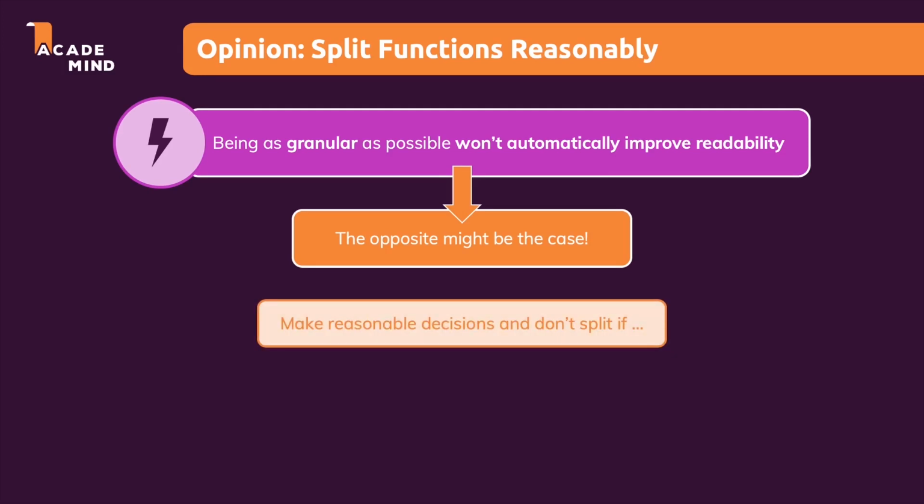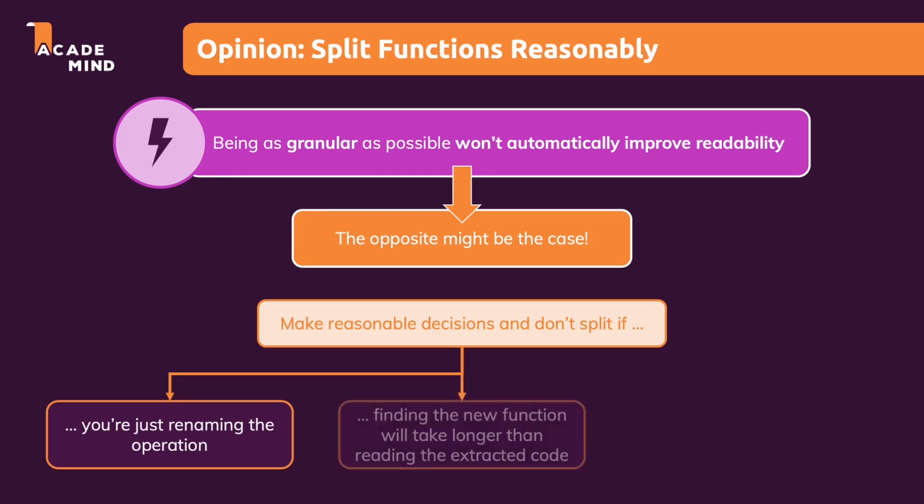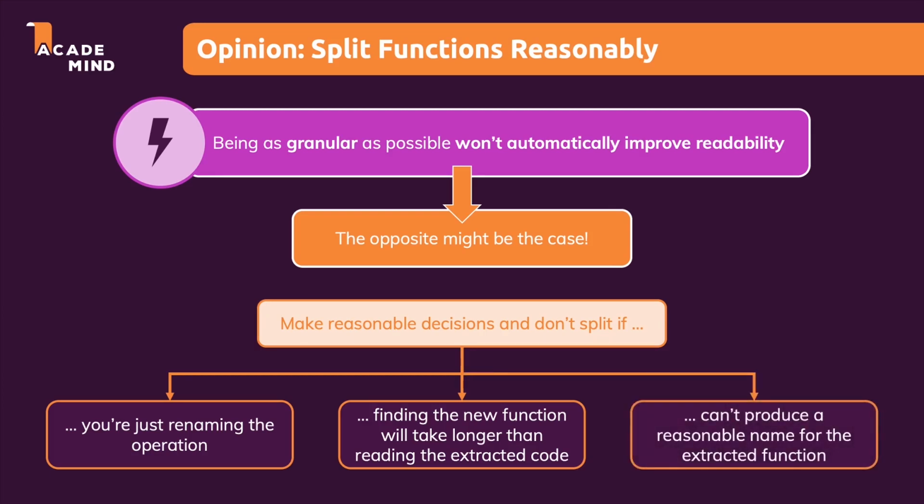So make reasonable decisions and don't split your code if you are, for example, just renaming the operation which you extracted. Don't split if finding the code which you extracted will then actually take longer than if you would have just left it in place, because we need to scroll to that new function or search for it. And a good sign that you shouldn't split is if you have problems coming up with a name for the new extracted function.